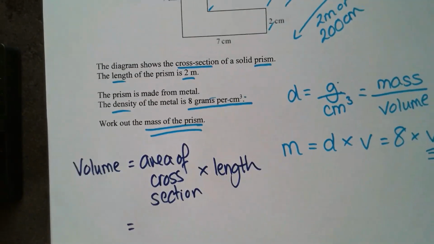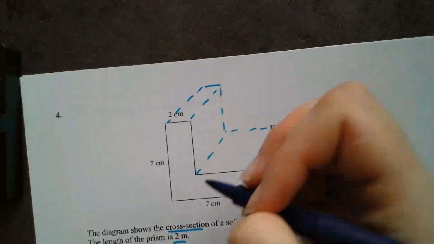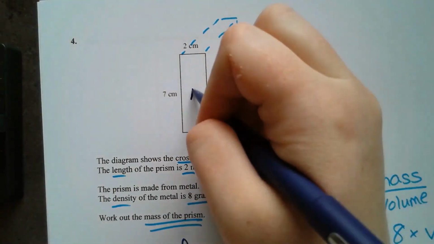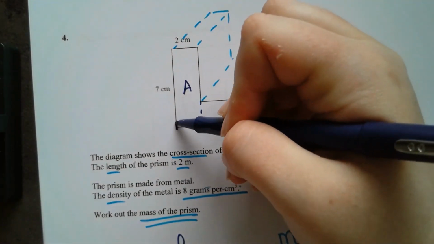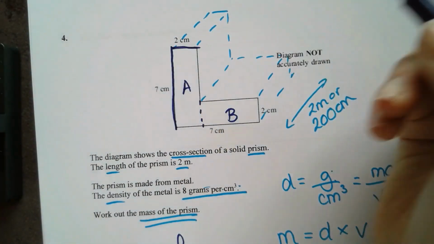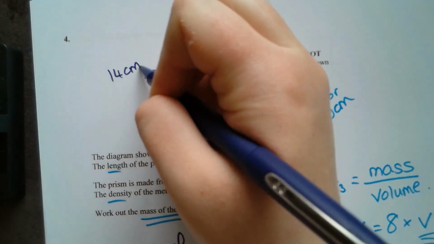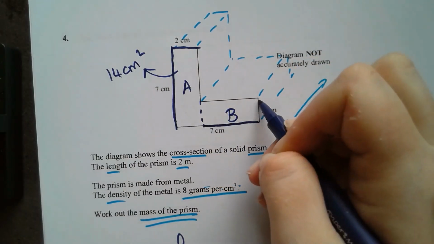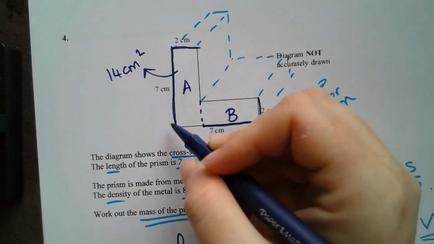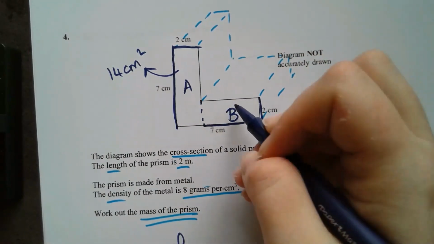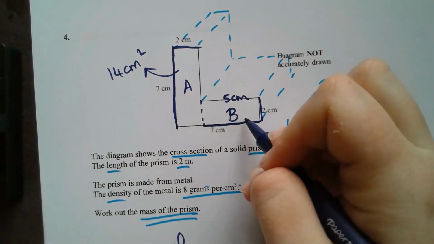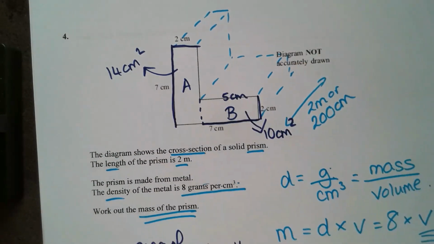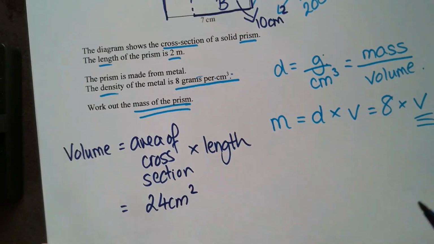Well, I know that the area of my cross section is slightly more complicated, so I'm going to cut this shape up into 2 parts. I'm going to cut it down here and give myself parts A and B. Part A is a rectangle that is 7 by 2, so we've got 14 centimetres squared there. Our next one is a little bit different because I've not got the full 7 anymore, but I still have this 2. This 7 was made up of a 2 and this part here, which is a 5 centimetre. So we've got 2 by 5, which is going to get me 10 centimetres squared. So in total, I've got 24 centimetres squared for my cross section.